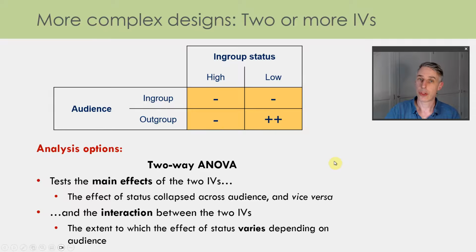Okay. The third effect that you will get in this design is the interaction effect. The interaction effect is the test of the extent to which the effect of status varies or is different as a function of audience. Okay, it's a test of whether the effect of one independent variable is different at different levels of the second independent variable.